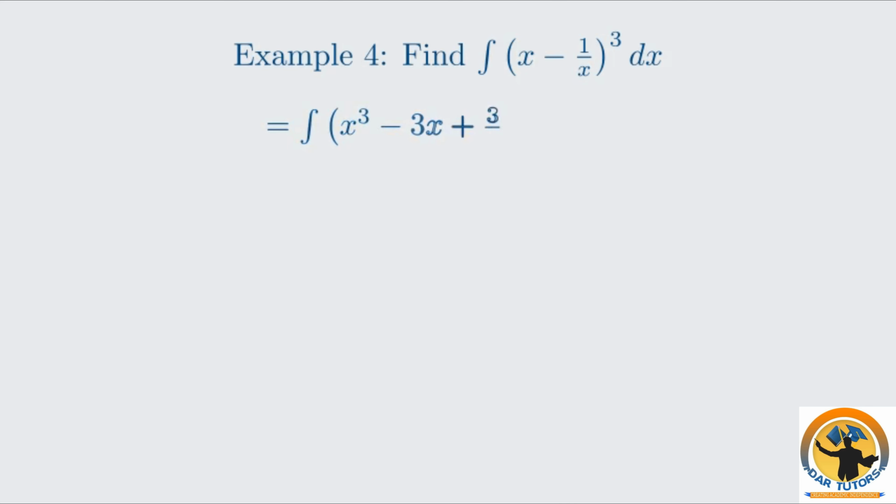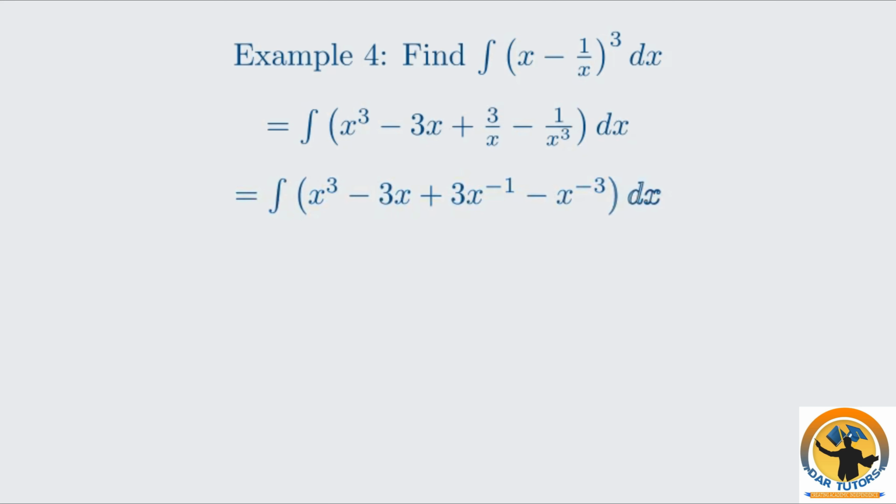Expanding x minus 1 over x, cubed, gives us x cubed minus 3x plus 3 over x minus 1 over x cubed. Now, let's rewrite the terms with negative exponents to prepare for the power rule. This becomes the integral of x cubed minus 3x plus 3x to the negative 1 minus x to the negative 3. Now we can integrate term by term.